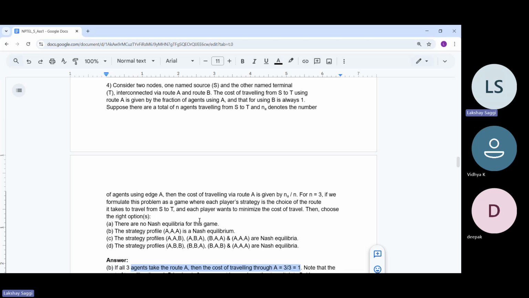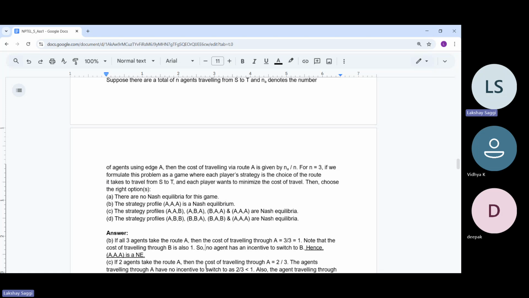And note that the cost of traveling through B is always equal to 1. So right now all the players are paying a cost of 1. If one of the players decides to switch, even after switching to B, that player will have to pay a cost of 1 nonetheless. So none of these players will have a real incentive to switch, because they will be going to a cost of 1 only. If they switch to B, they will have a cost of 1. And that's why this won't be a Nash equilibria.